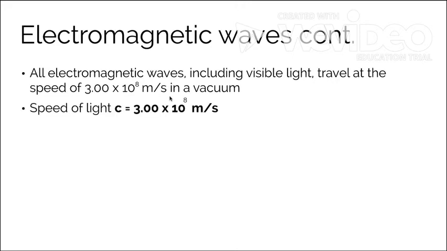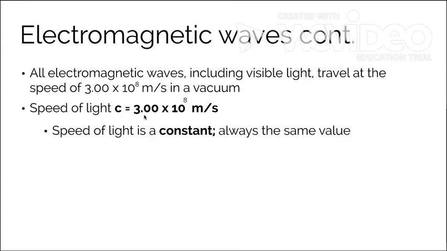Now, the speed of light here, again, we'll be using the symbol C for the speed of light. And so the speed of light will always be a constant. This means that no matter what type of problem we see or when we're talking about it in different scientific contexts, it always has the same value. So every time that you think of the speed of light, always think of this number of 3.00 times 10 to the eighth power meters per second. It will always be the same because it is a constant value.